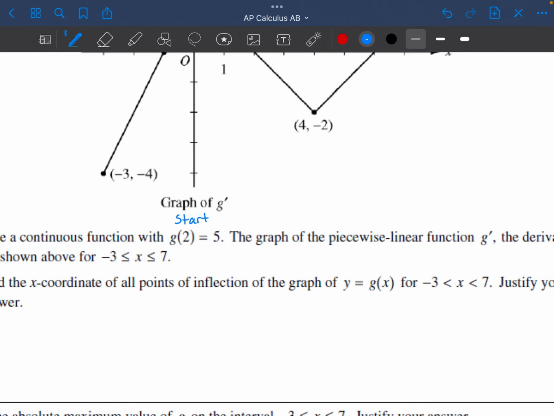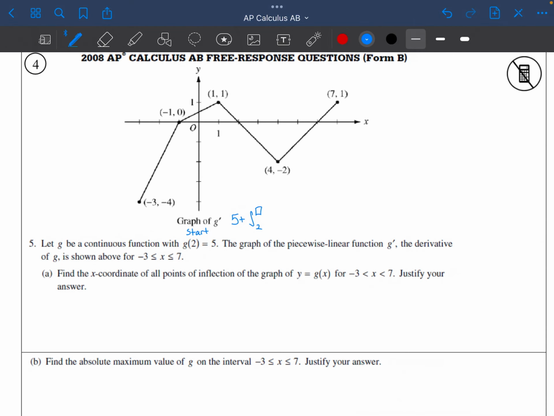And the start condition basically tells us that we are going to have 5 plus the integral from 2 to some number. 2 is that start time, and 5 is the initial amount. And moving forward, this is a graph of g prime, the derivative of g, which is shown above. Okay, so far so good.